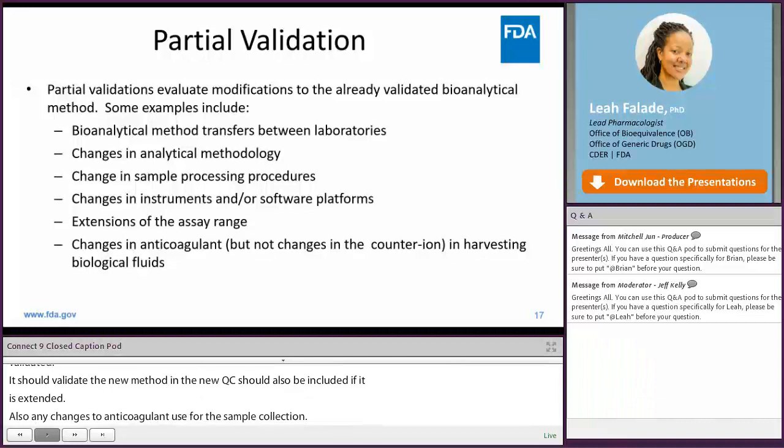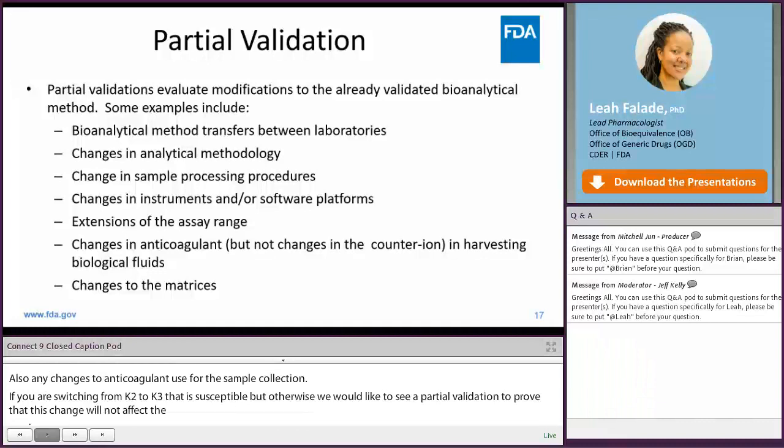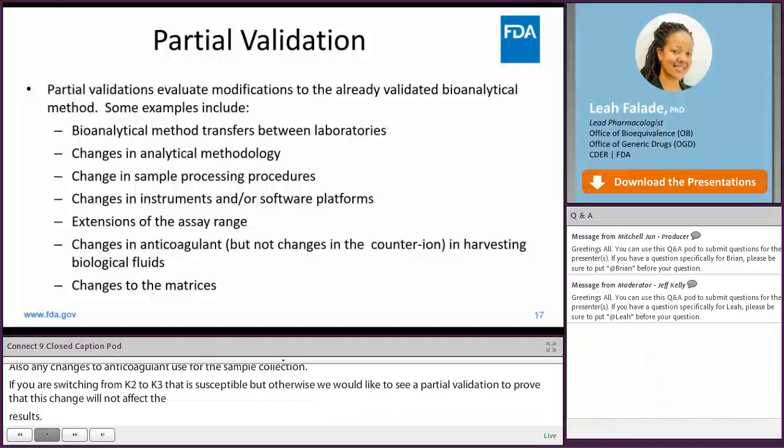But if you're switching from heparin to K2 EDTA for your sample collection, we would like to see a partial validation to prove that this change in anticoagulant will not affect the results. And also any changes in matrices. So if you're validating in urine, but your subject samples are analyzed in plasma, you will have to submit a partial validation when you're changing the matrix.